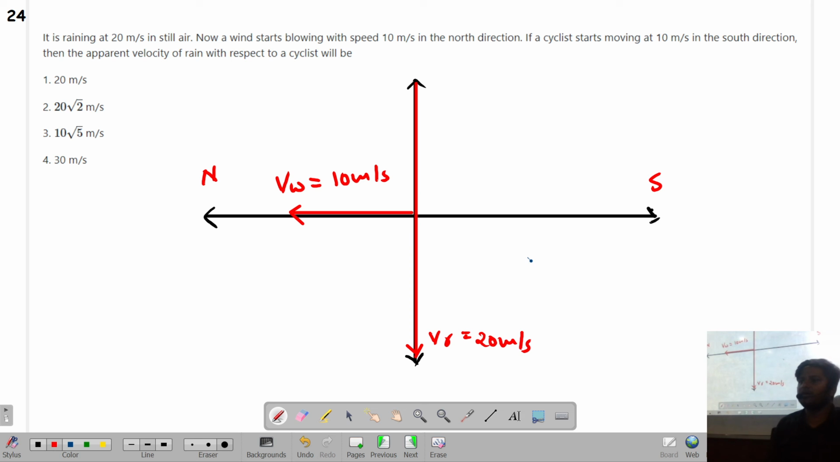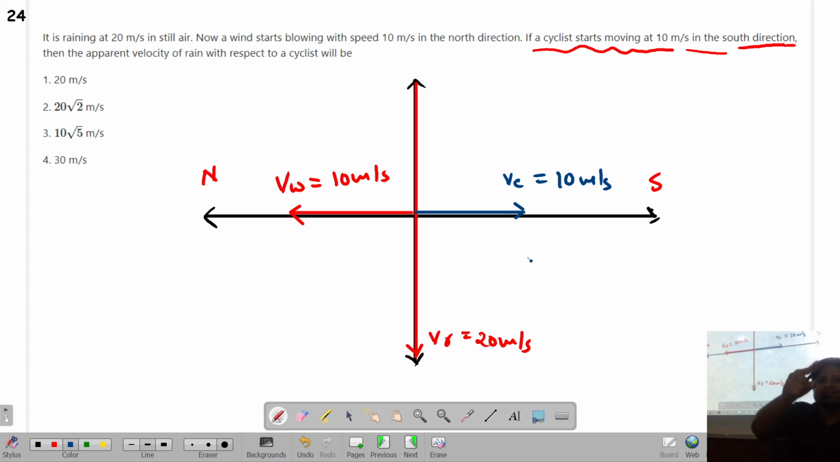Now, the cyclist starts to move at 10 meter per second in which direction? South direction. So now look over here. This is the velocity of the cyclist along the south, which is equal to 10 meter per second. Got it or not?